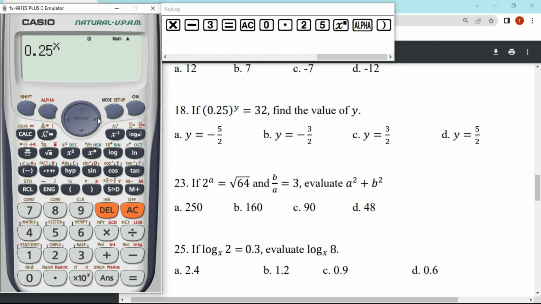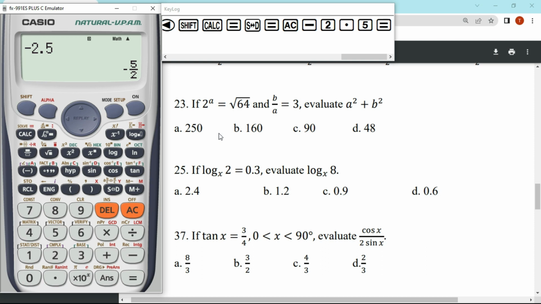If this is equal to 32, the simplest way we can solve this is to click on Shift and then Calc. It will ask us to solve for the value of x. So you click on equal to and wait for a while. The calculator will work it out and give you the answer. The answer is -2.5, which is -5 over 2. So our answer is A.